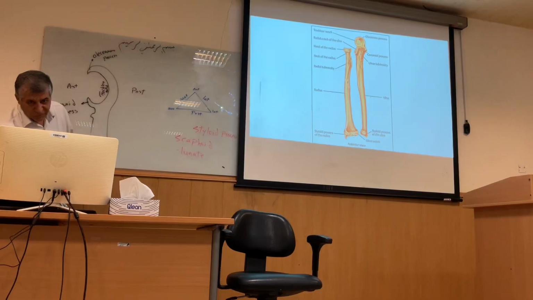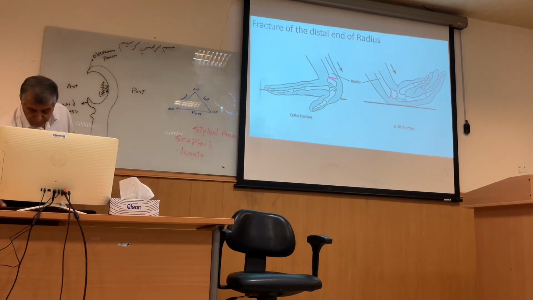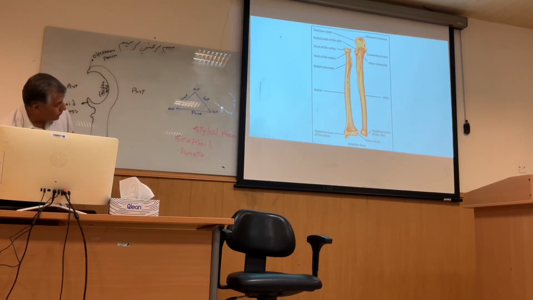I ask you, what is this? This one. We can't see the indicators. You can see what the pointer points to. This one, olecranon process. This one, coronoid process. Between them, the trochlear notch.